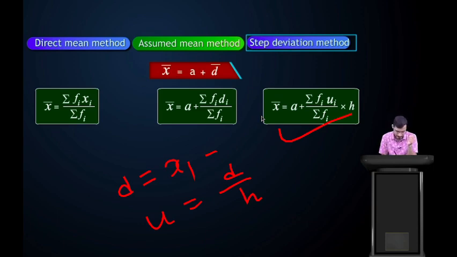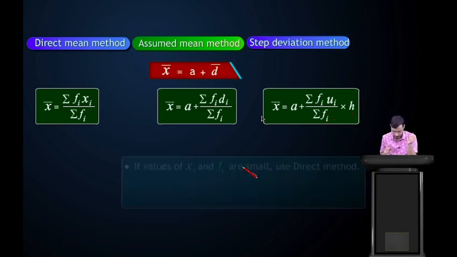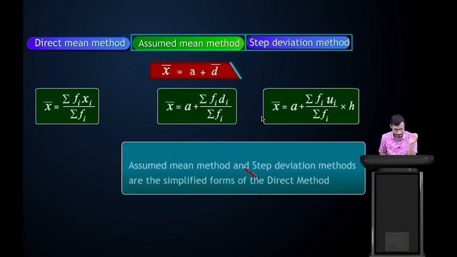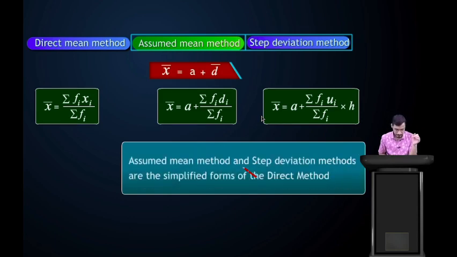So remember always, if the values of xi and fi are small, use the direct method. And if the values of xi and fi are large, then use the assumed mean method or step deviation method. Assumed mean method and step deviation method are the simplified forms of the direct method.